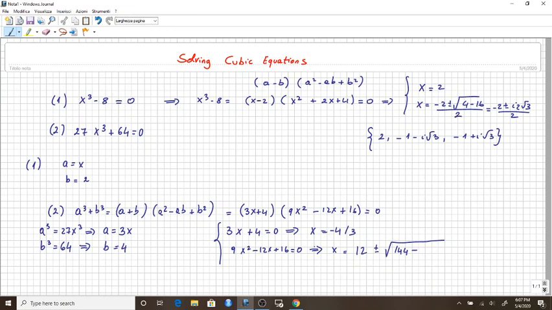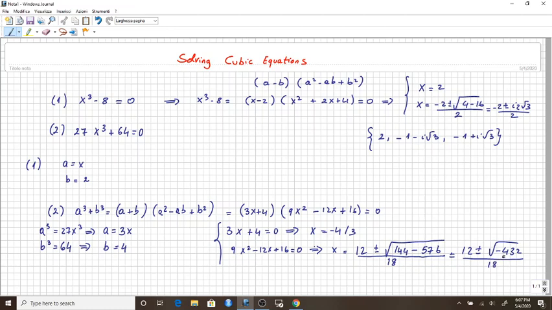Okay? Alright, so let me use my calculator so I can make sure that I do this correctly. So we need to multiply 4 times 16 times 9. This is going to give me negative 576. And then all of these divide by 2a, which is 18. And then 144 minus 576 is equal to negative 432. So we get 12 plus and minus the square root of negative 432, and then divide by 18.